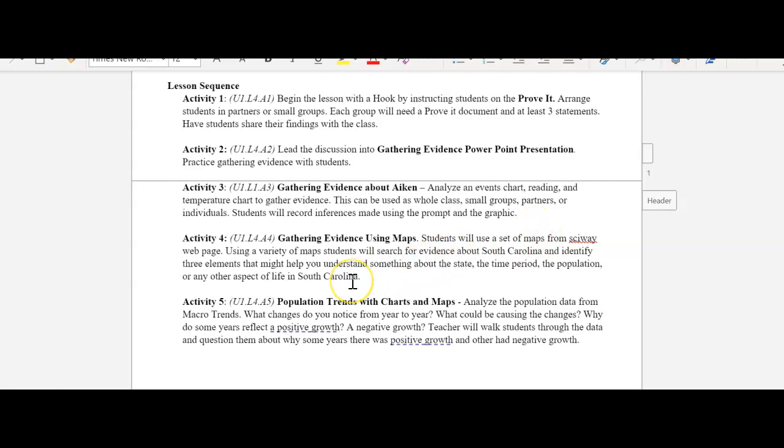And then our next activity, gathering evidence using maps. Here we're going to use some maps from SCIway. They have a really nice web page that allows you to do overlays, and you can see different parts added on top of maps. It's a really nice feature, and as we move through this year, I know we will learn more and more about that, because there are a lot of digital tools that we can be using and teaching our kids to use that do just that. So students are going to be gathering some evidence about South Carolina, looking to identify 3 elements that might help them better understand the state, the time period, the population, or any other aspect of South Carolina.